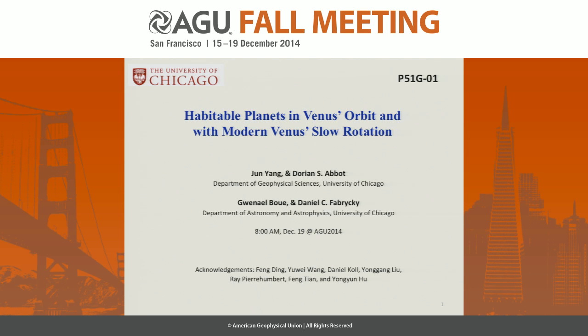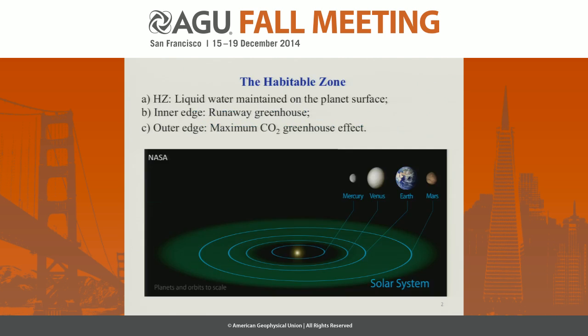The title of my talk is Habitable Planets in Venus Orbit and with Modern Venus Slow Rotation. When I say habitable planets, I mean the planets in the habitable zone. Habitable zone means that on a planet in these regions, liquid water can be maintained on the planet's surface. In general, the inner edge of the habitable zone is defined based on runaway or moist greenhouse effect. The outer edge of the habitable zone is defined based on maximum CO2 greenhouse effect.